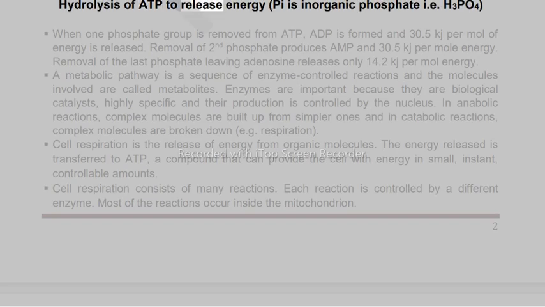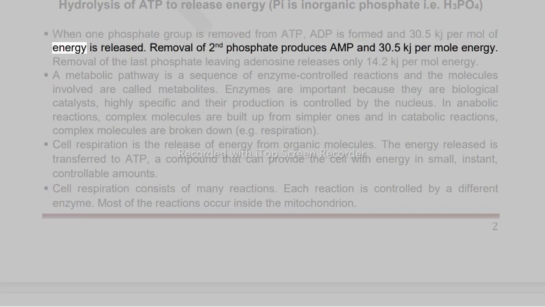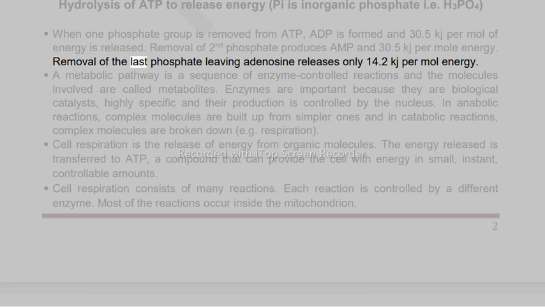Hydrolysis of ATP to release energy. Pi is inorganic phosphate, i.e. H3PO4. When one phosphate is released, ADP is formed. Removal of the second phosphate produces AMP and 30.5 kJ per mole energy. Removal of the last phosphate leaving adenine releases only 15.2 kJ per mole energy.